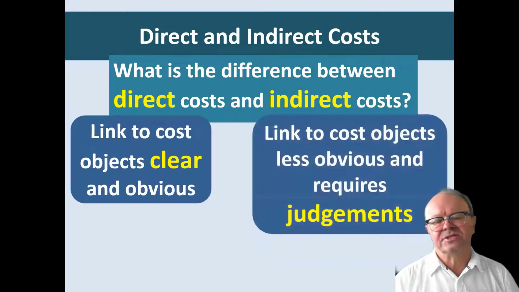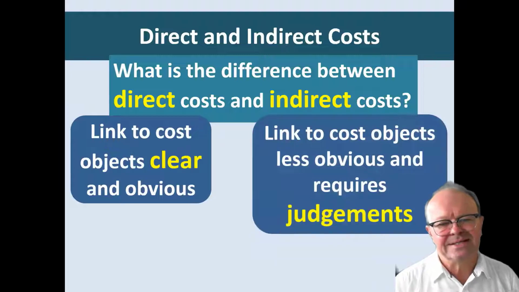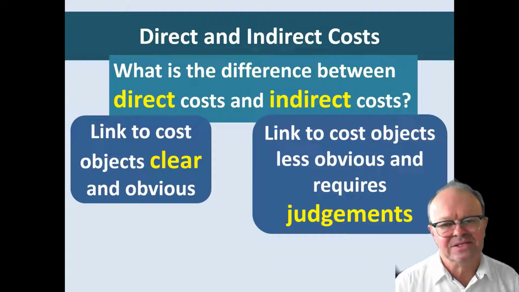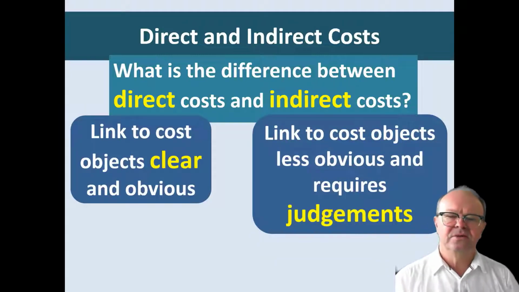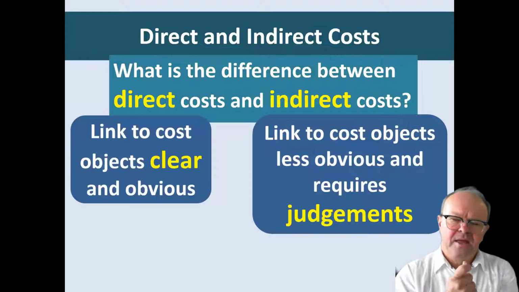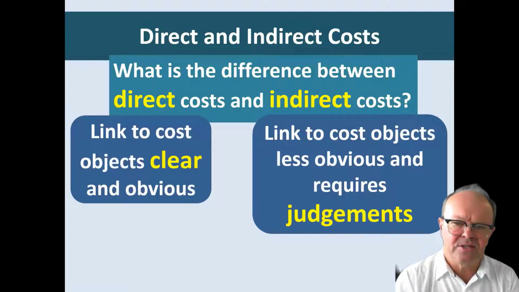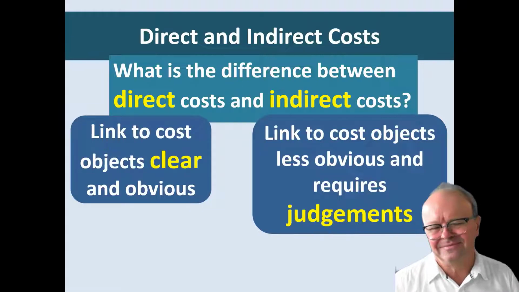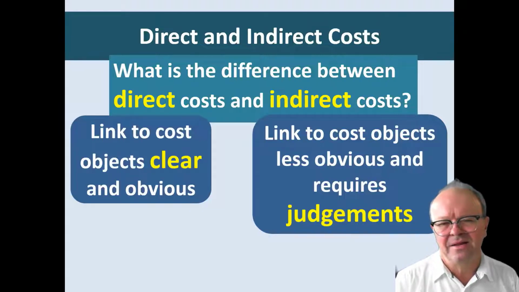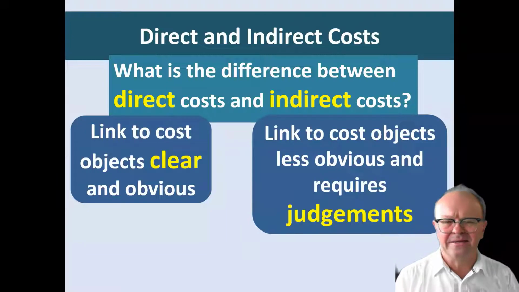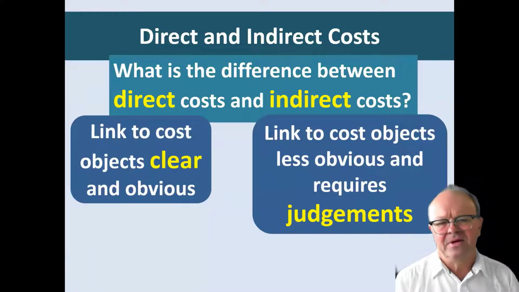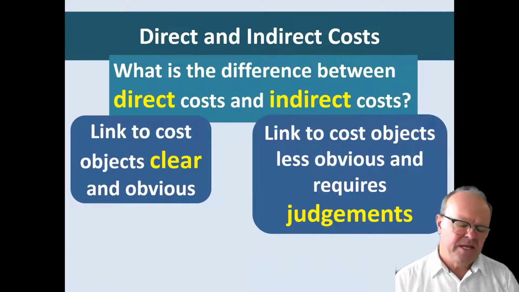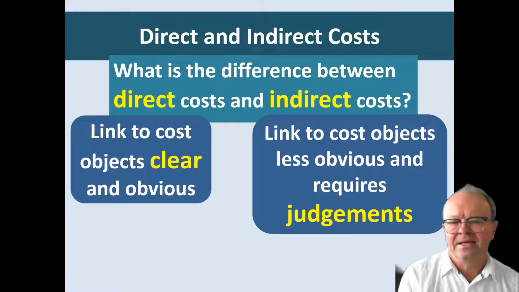And the indirect costs are where the link to the cost objects is less obvious and requires judgments. There are a lot of costs that we do allocate to products or services where it's not quite so clear. In other words, different people might allocate the costs a bit differently because there are judgments involved. So that's the distinction between direct and indirect costs.